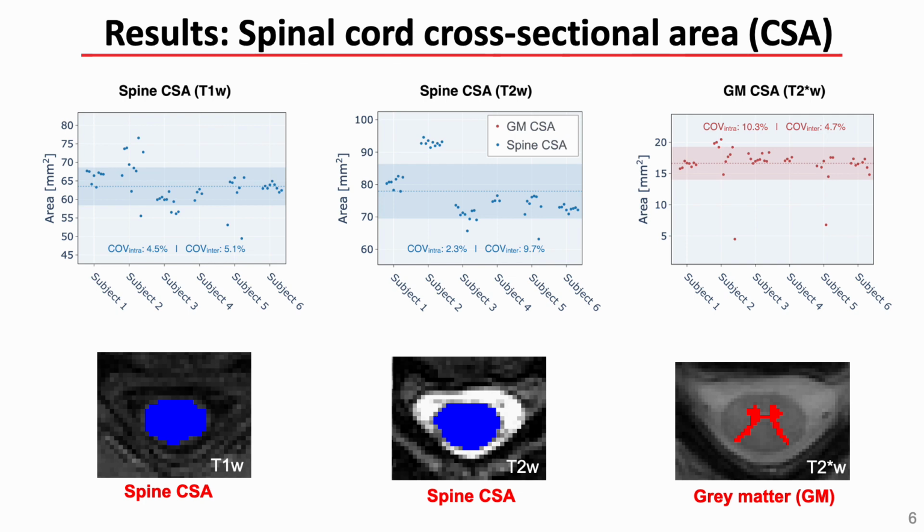In this slide, we show the spinal cord results for the morphological metric, the cross-sectional area. This was measured using 3 different measures. So we measured the spine's cross-sectional area using the T1 weighted image, the spine CSA using the T2 weighted images, and using the T2 star weighted image, we measured the mean gray matter CSA.